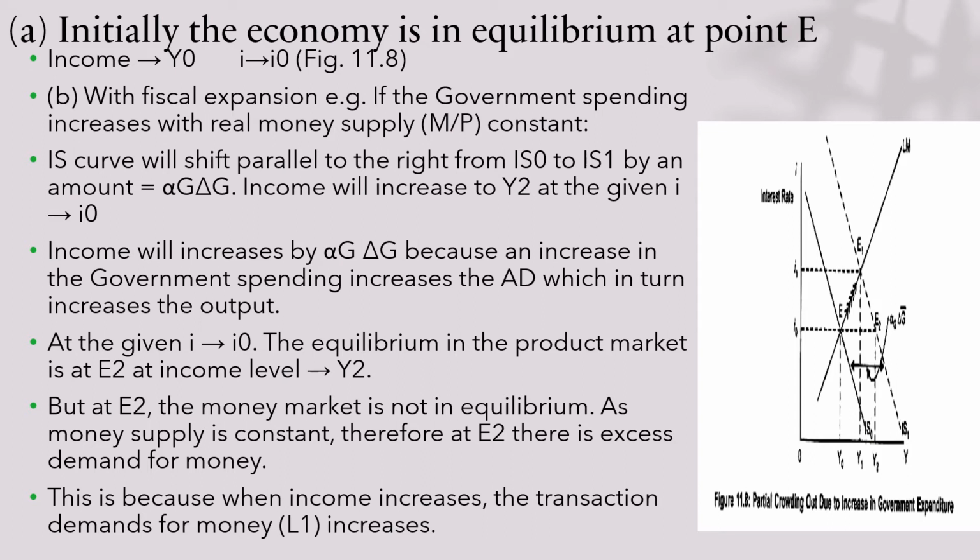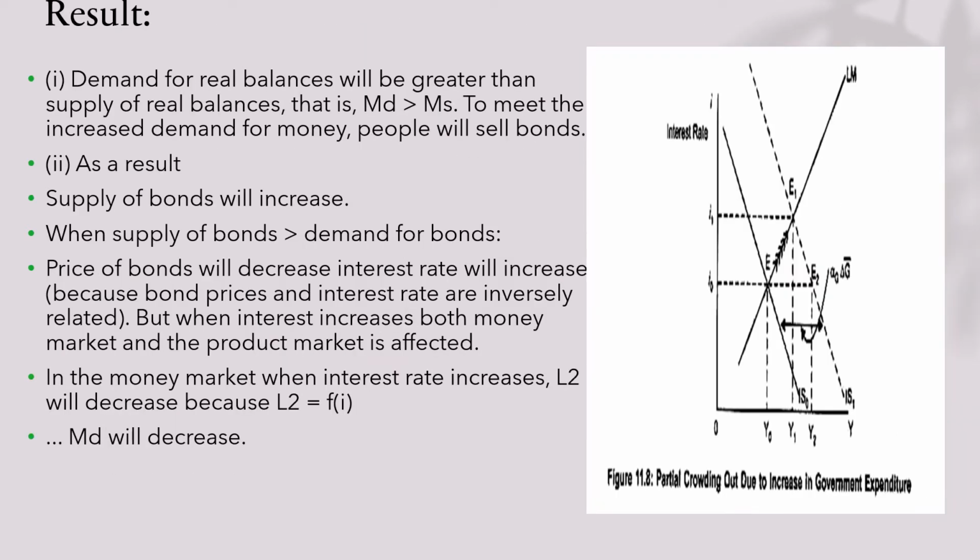But at E2, what happens is that the money market is not in equilibrium, because we know that the money supply is constant, and therefore the E2 situation would make some excess demand in the economy for money. So there would be an excess demand for money, and this is because when income increases, the transaction demand for money would increase. That is, L1 would increase. The result is that the demand for real balances will be greater than the real supply, the supply of real balances.